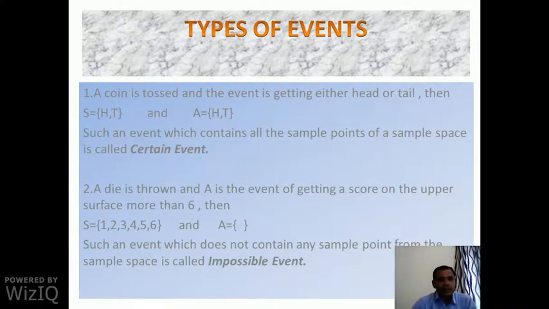Secondly, if a die is thrown and A is the event of getting a score on the upper surface more than 6, then here S is 1, 2, 3, 4, 5 and 6, while in event A there is no element, that is, A is the empty set. Such an event which does not contain any sample point from the sample space is called an impossible event.